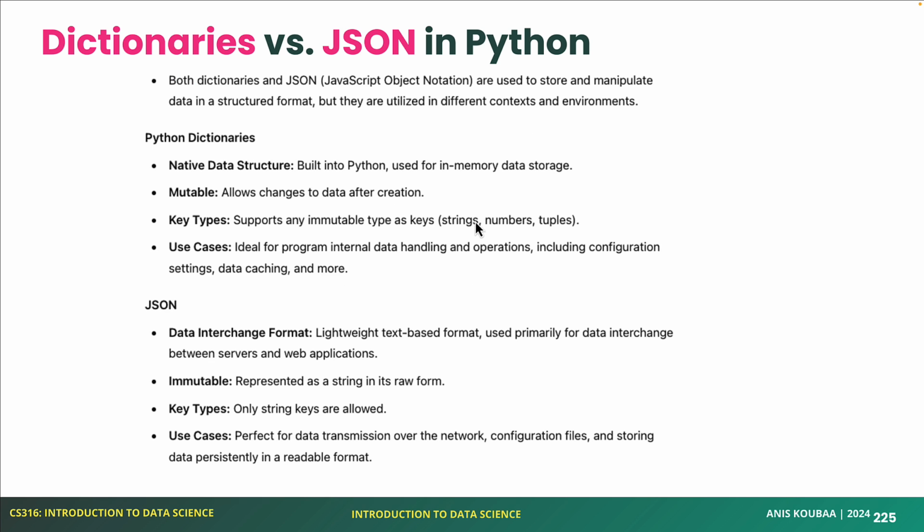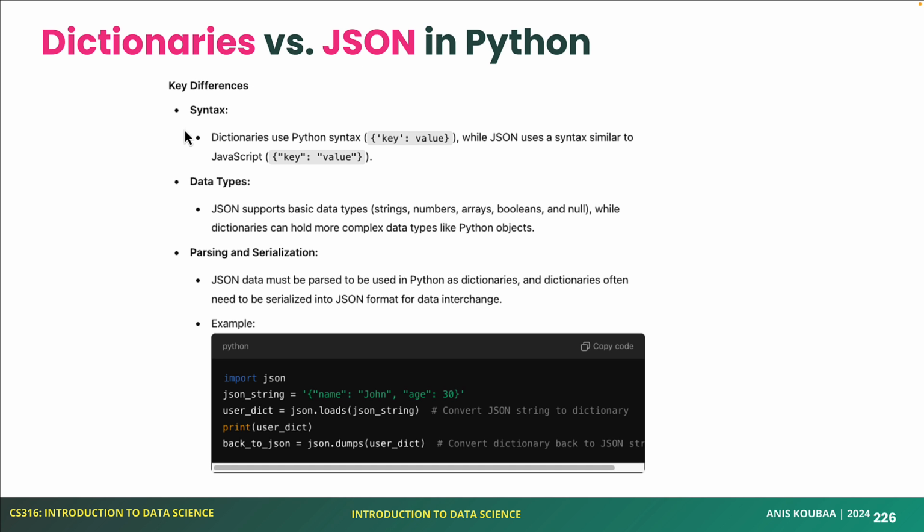Even if you use a number as a key for a dictionary, it is going to be converted to a string by adding double quotes. Another difference is in the syntax. In a dictionary, we can use single quotes to define it. Double quotes are also applicable in Python, but for JSON we only use double quotes. If you use single quotes, the JSON will not be validated.